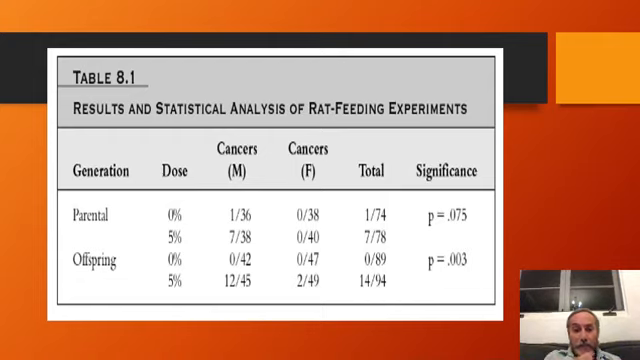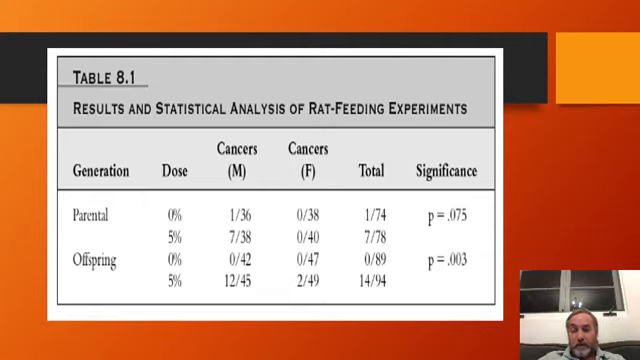So here's the actual table. Parental, that's the first generation; offspring, that's the second generation. We see the control group with a dose of 0% saccharin in their diet and the experimental group with 5% saccharin in their diet. Notice that there are far more cases in males than in females. In the first generation, it looks like there were seven cancers found in the experimental group, one in the control group. So that difference, 6 more cancers in the experimental group, was not quite enough for statistical significance.